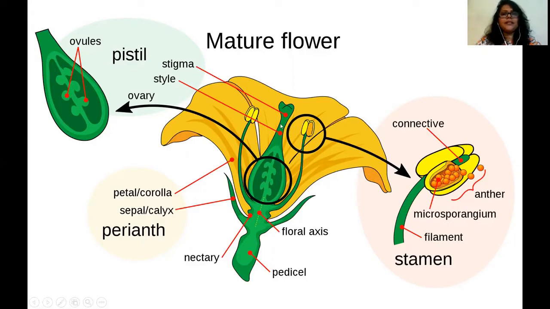So this is the gynoecium, whereas this part is the androecium. It is the male part of the flower, and it consists of, you'll see, the long one is the filament, and this is the anther. Inside the anther, you will see many pollen grains. So this is the structure of the mature flower.